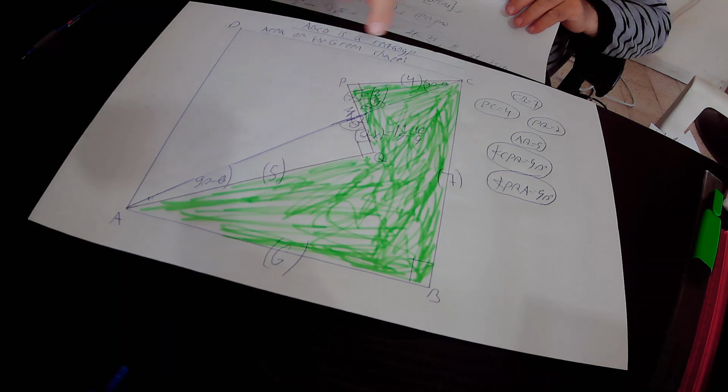So in conclusion, we actually found out that the area of this green shape equals 20 square units.